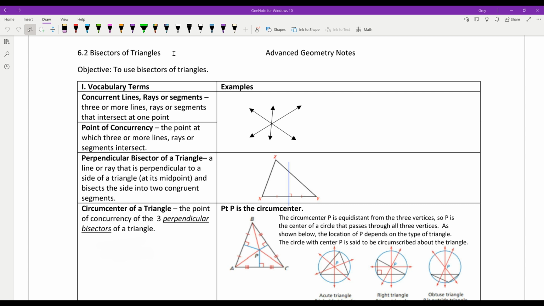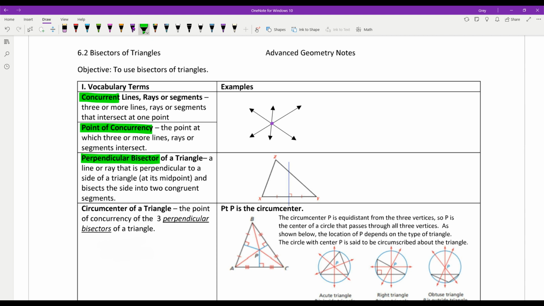Okay, so to get started, we have concurrent lines, rays, or segments. This is an example of concurrent lines: 3 or more lines that intersect at one point, and that one point would be called your point of concurrency. So concurrent is an adjective describing lines, rays, or segments, and then the actual point of concurrency is where they all intersect. Then we have perpendicular bisectors of triangles.